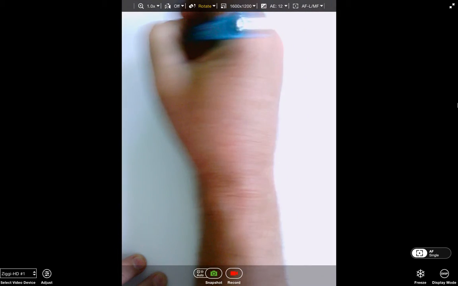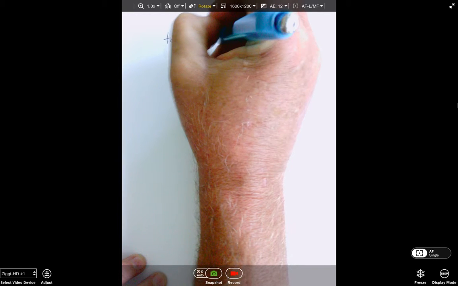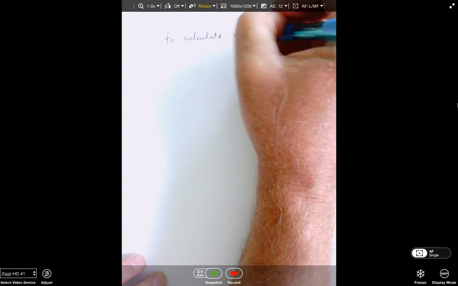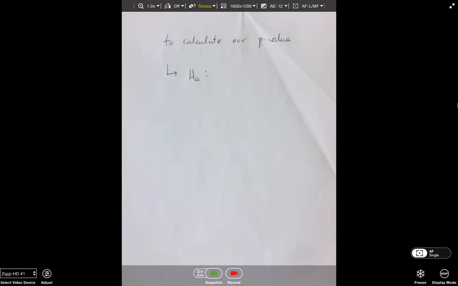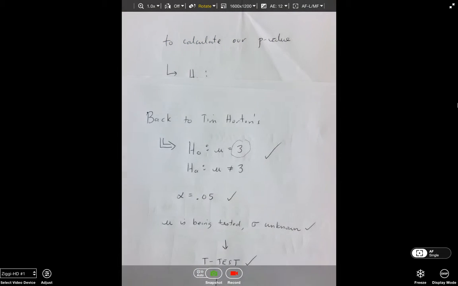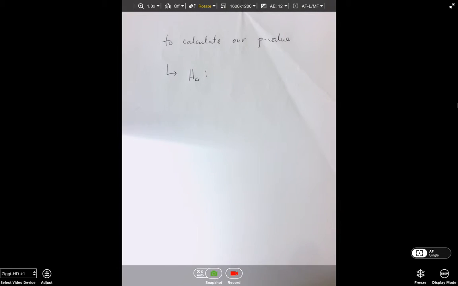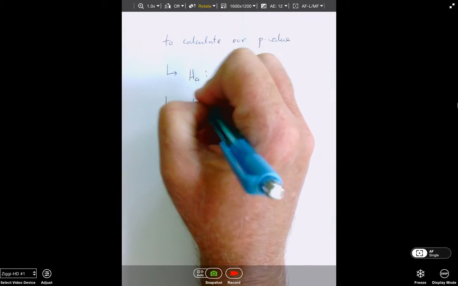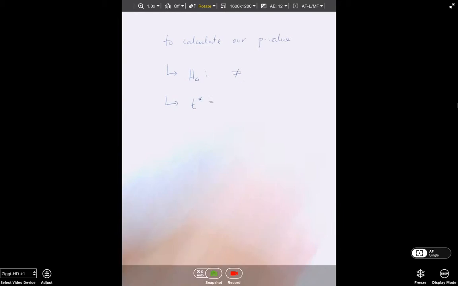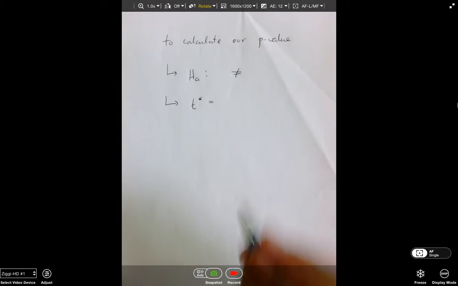So to calculate our p-value, what do we need? First of all, we need the sign in the alternative hypothesis. Way back when, we decided we were going to test not equal to. Next thing we need is our test statistic. We found a while ago that the test statistic for this problem was 1.7854.